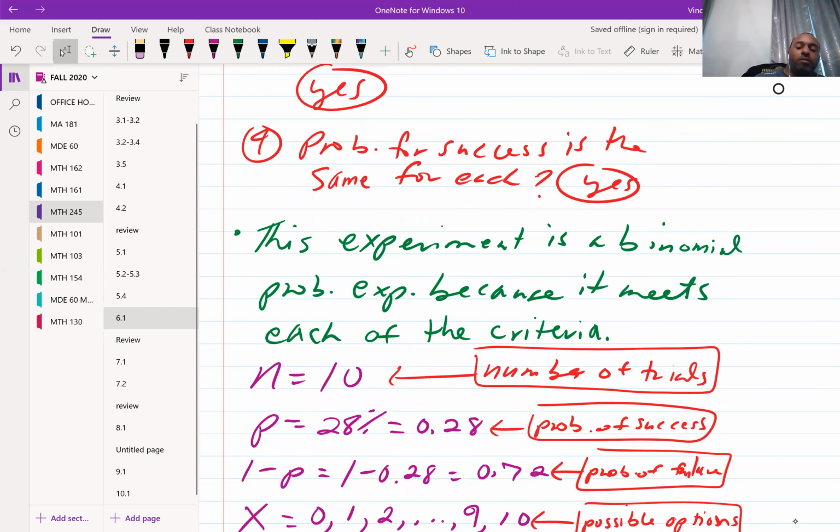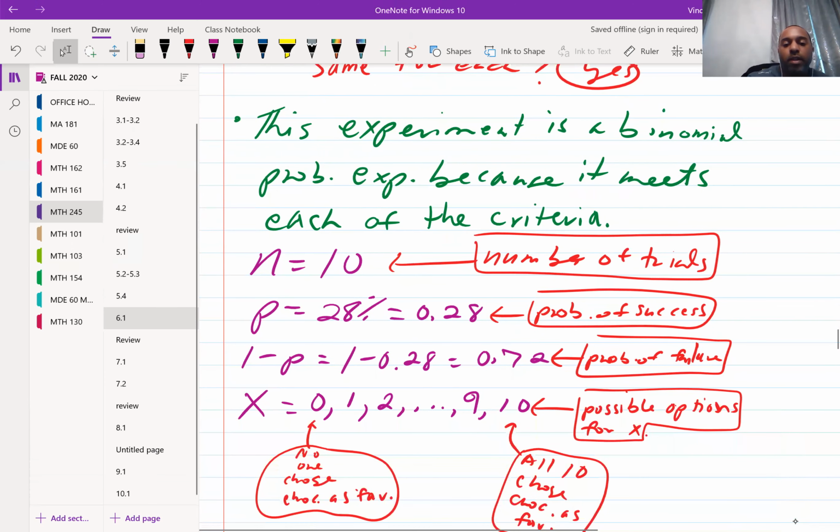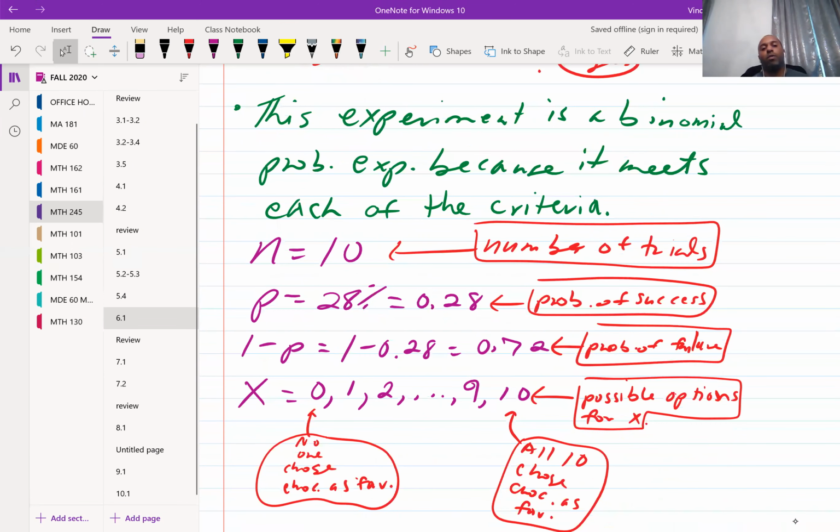Probability that there's a failure. Now, success means choosing someone that says that chocolate is their favorite flavor. Failure is choosing someone that doesn't say chocolate is their favorite flavor. So a 72% chance that that could occur. And then X is going to be 0 to N, so that's 0 to 10. 0 means that out of the 10 people you chose as a sample, no one chose chocolate as their favorite flavor. 10 means that out of the 10 people you chose, all 10 of them chose chocolate as their favorite flavor.